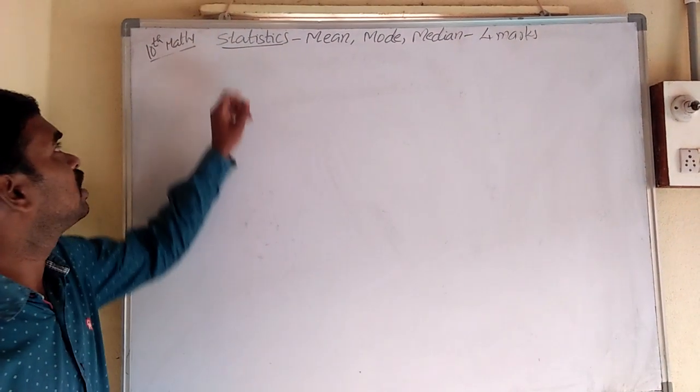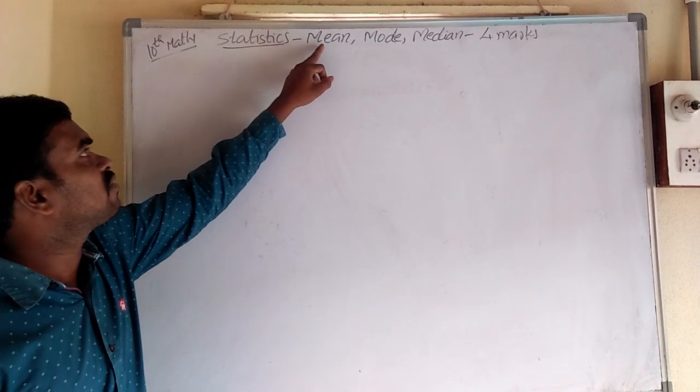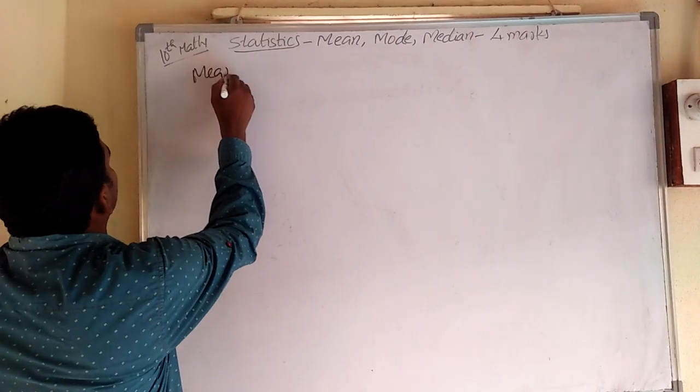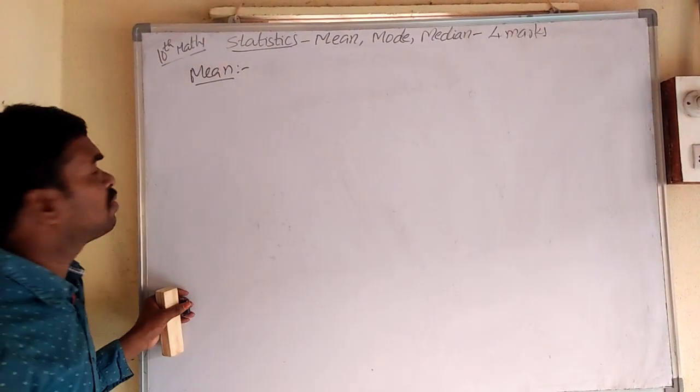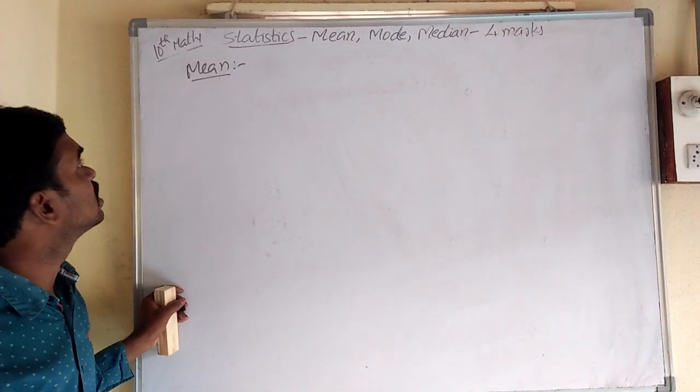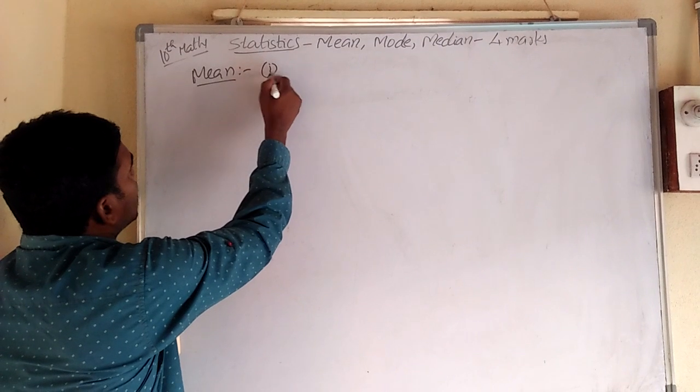Okay, coming to the topic, in this statistics the first one I'm taking is mean. Mean generally means the sum of observations by number of observations. But whenever it comes to the 4 marks questions, it has three methods.